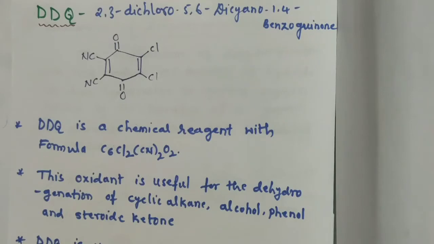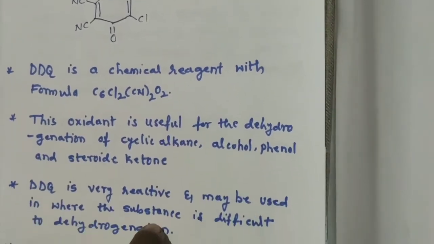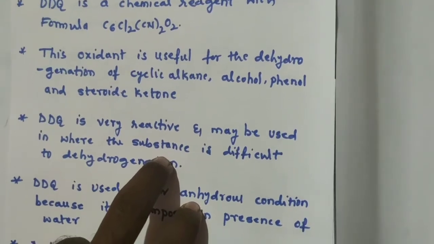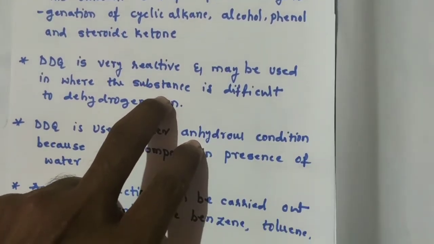So mainly DDQ is used as a dehydrogenating reagent. Dehydrogenation is nothing but the elimination of a hydrogen molecule, as we all know. Particularly, DDQ is used as a dehydrogenating reagent for cyclic alkanes, alcohols, phenols and steroid ketones. In those molecules we use DDQ for the dehydrogenation process.